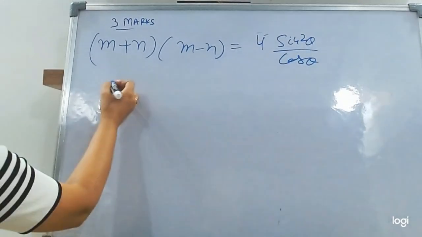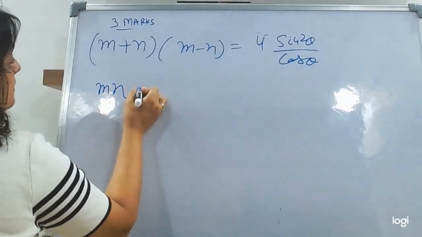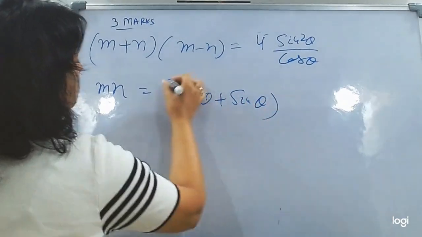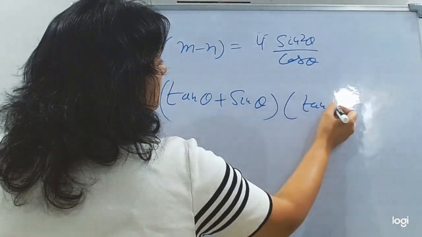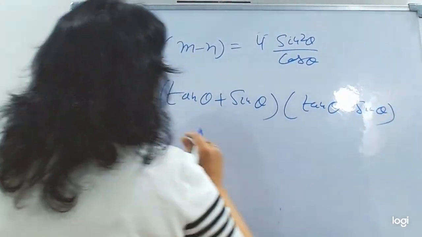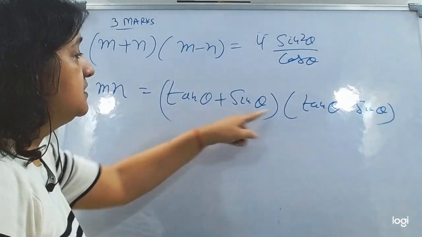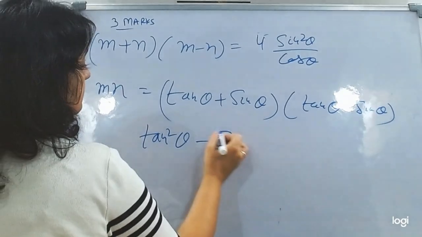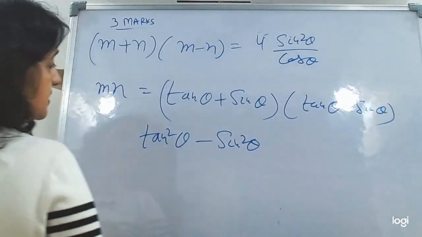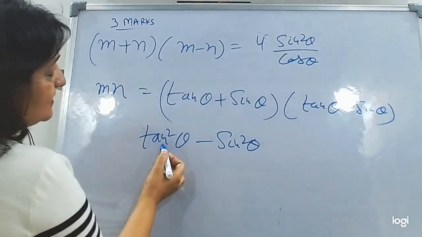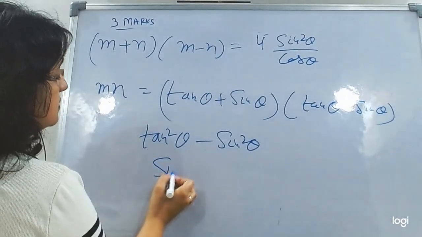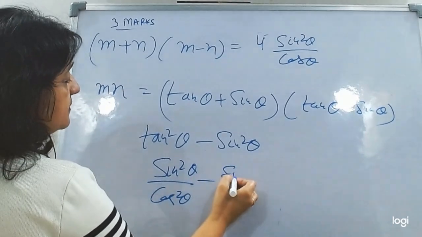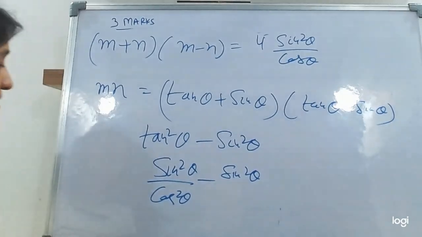So mn is going to be tan theta plus sin theta into tan theta minus sin theta. So apply the identity here, a plus b, a minus b. So tan square theta minus sin square theta. Further change this tan square theta in terms of sin and cos. So it can be written as sin square theta by cos square theta minus sin square theta.